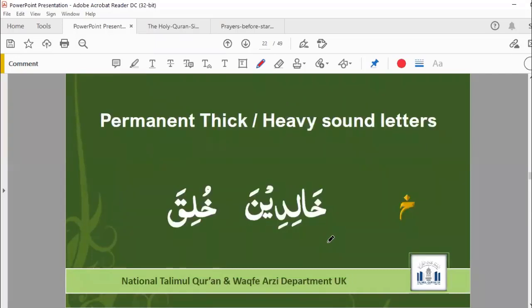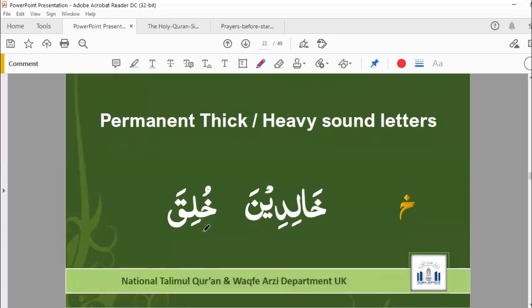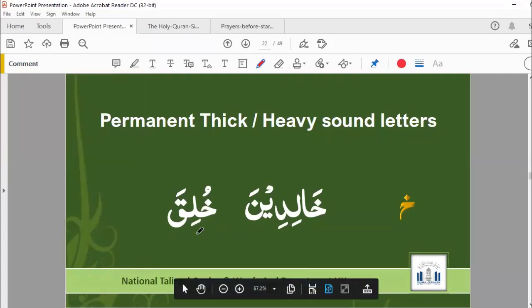Okay. The permanent thick heavy sound letters, to start with, the example for kha will be khalidina, khulqa. It's a kasra here. Lam has got a kasra. Khulqa, which is 1 second for each.